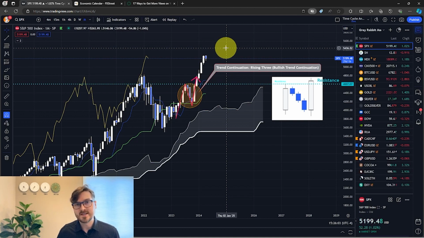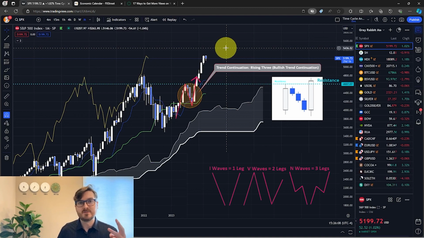So watch that, and that's going to show you the 3 main waves you need to know: the I wave, the V wave, and the N wave. So get into that if you're new to Ichimoku.